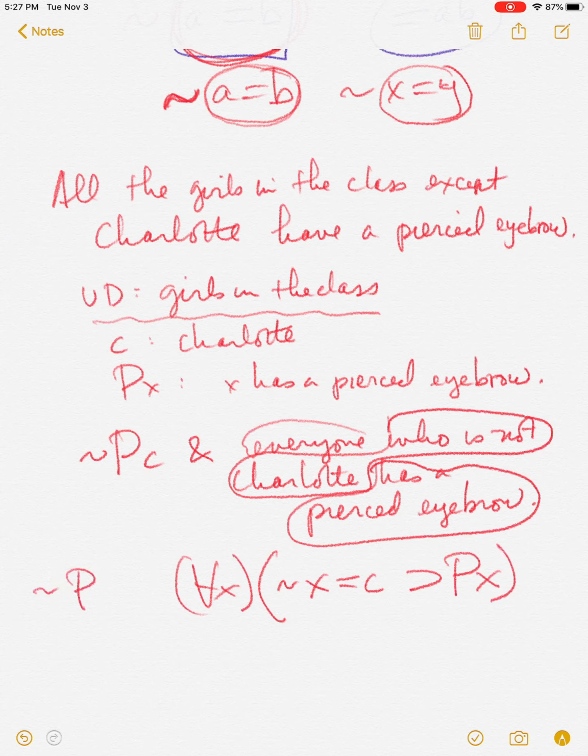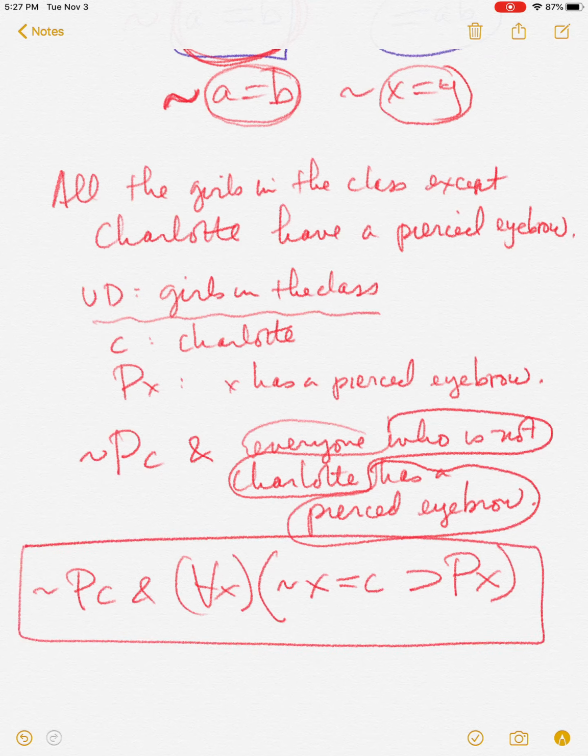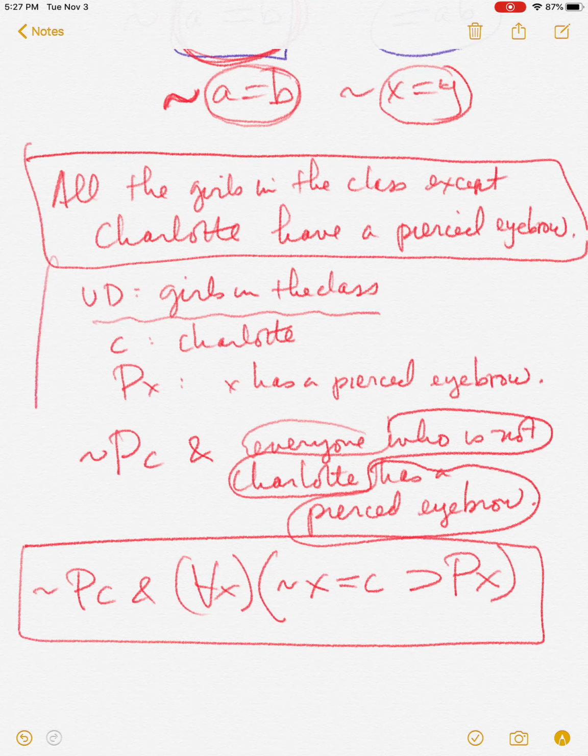So the whole thing becomes that. And that's how we translate that sentence. Okay, that's kind of cool. We couldn't do that without identity, in case you ever wanted to translate that into PL. Okay, well, let's continue, get things a little bit more complicated.